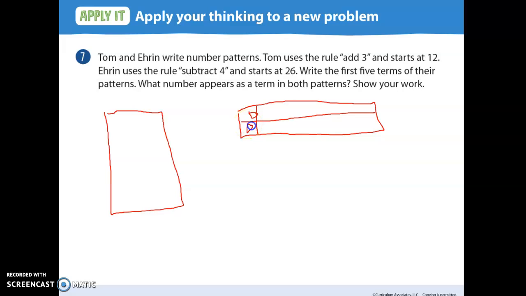So 0 would be a 0. 1 for the first one would be 12, and then add 3 through it. And then the second one, again, you're doing 26, but on this one, you're not adding each time, you're going to subtract and create the pattern. And it wants you to do the first 5 terms. So you need to have 5 numbers in that pattern, okay?